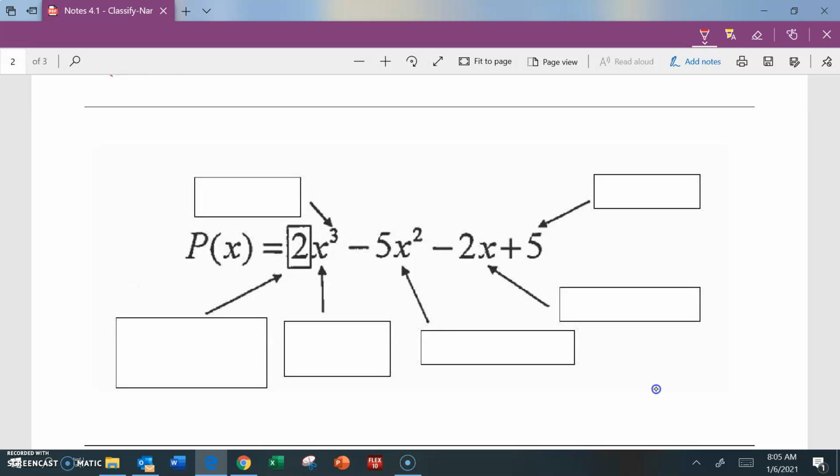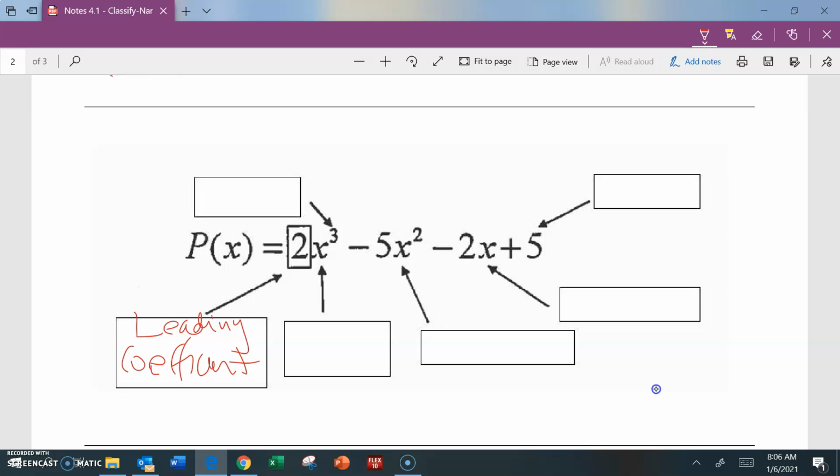fill in this with me. So if you have this equation, this function right here, let's review just really quickly the rest of our vocab. So in this equation, P of x equals 2x to the third minus 5x squared minus 2x plus 5. So this 2 that it's pointing to, remember, is called the leading coefficient.